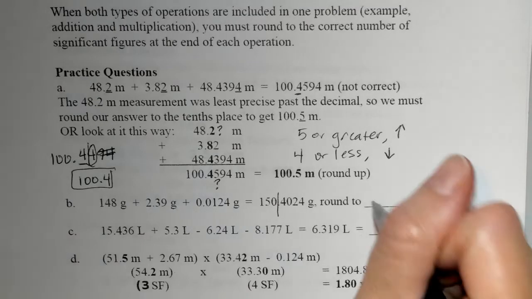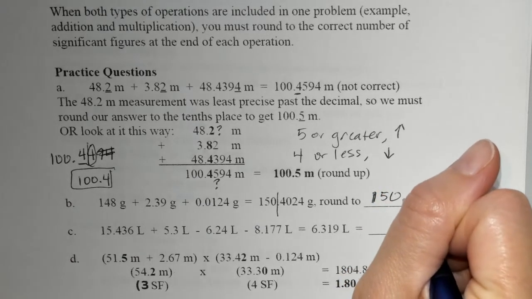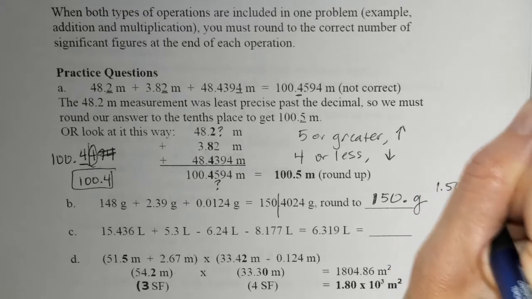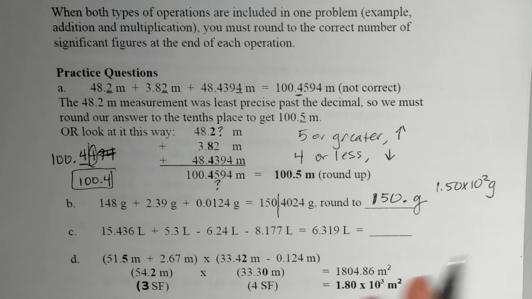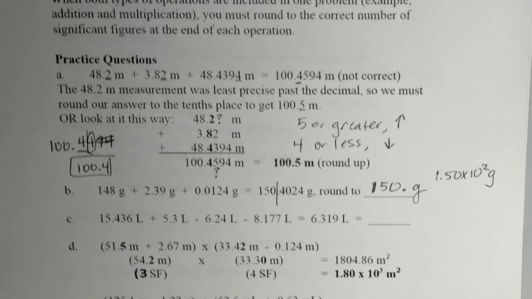I want to be careful though. I do want to show that that ones place, the 0, is significant. So I do want to make sure and put the decimal in there. Or 1.50 times 10 to the 2, right? Either way. But we do want to make sure that that 0 is a significant figure because we do have that precision. All right, so 150 grams.